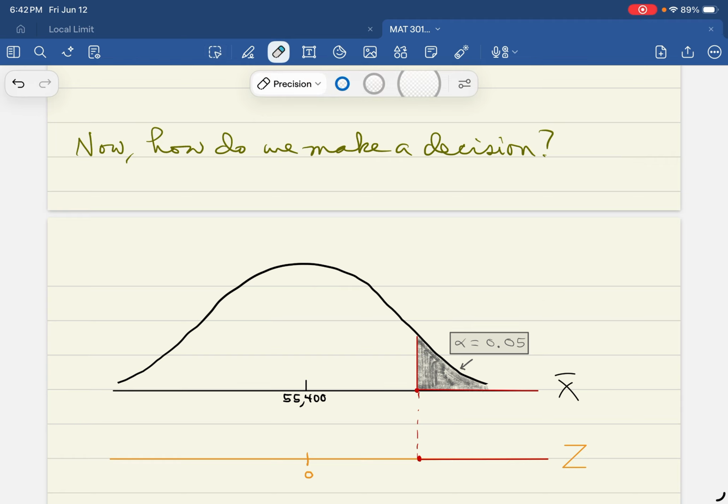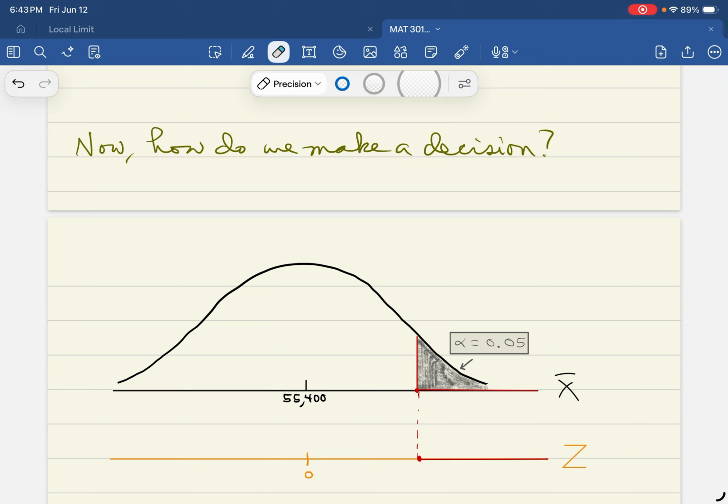And now our objective is to figure out what is the threshold of the rejection region, because the rejection region is going to be over here. So we need to know what is the value of z, and correspondingly what is the value of x bar that determines our rejection region.